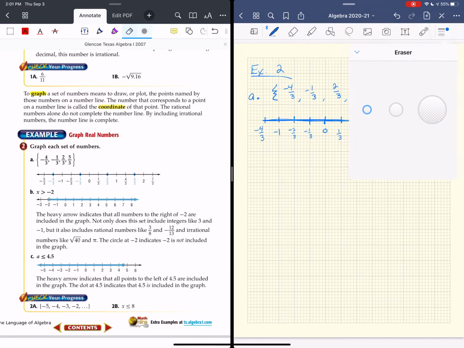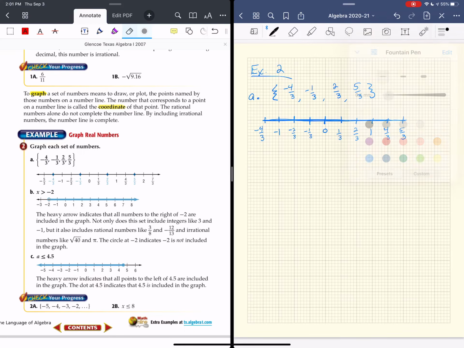As far as graphing this, all we need to end up doing is putting dots on the numbers that we see. So -4/3 was one of them. -1/3 was another. 2/3 was another. And then there it is, 5/3. Now, it's not always going to be so nice where we get all thirds, but in this case it was, so that's simple enough to do.